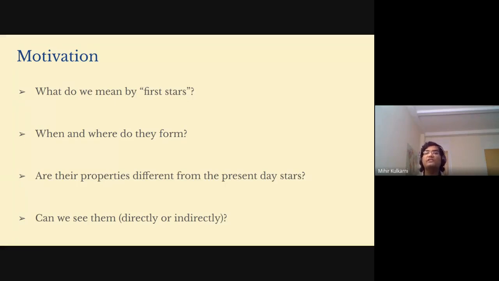And we can ask, can we see them? Particularly with upcoming next generation telescopes such as the James Webb Space Telescope, or in radio astronomy with the Square Kilometre Array, can we see direct or indirect indications or signatures of these first stars? As these stars are expected to be a lot more massive, their supernova explosions are also expected to be very bright, and we expect to see some signatures from first stars in upcoming decades.